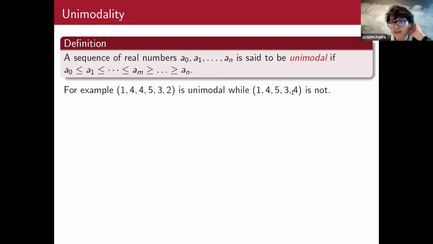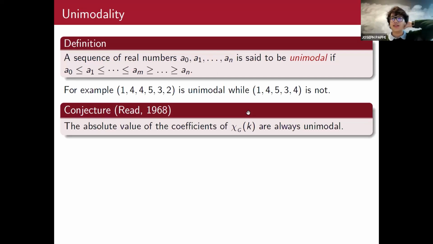However, the sequence 1, 4, 5, 3, 4 is not, right? Because I go up to 5, then down to 3, but then I go back up again to 4. So this really means that I have a single peak in my sequence if I plotted them.